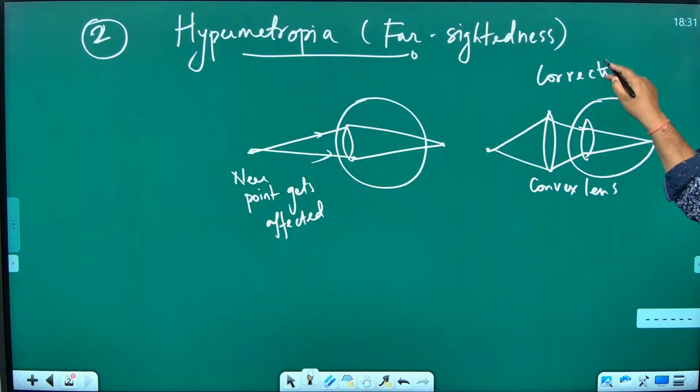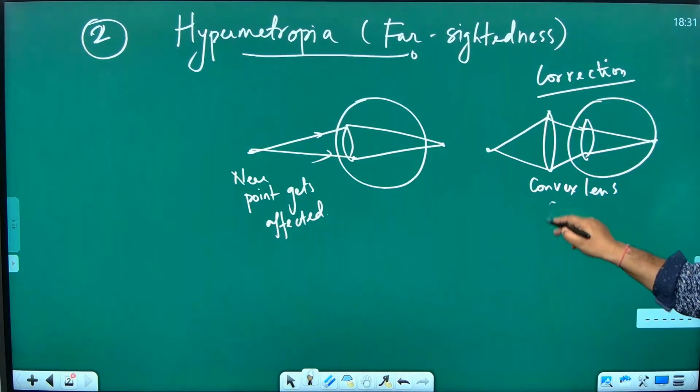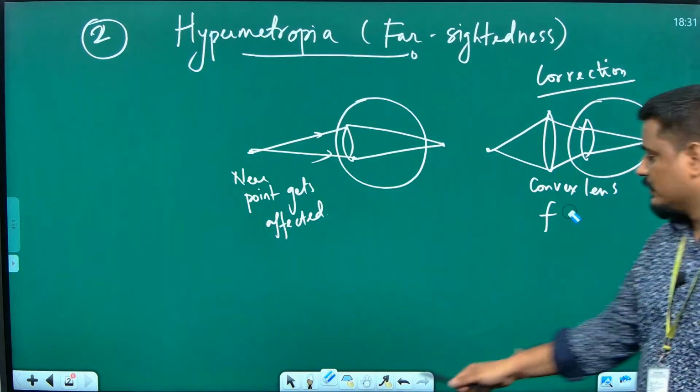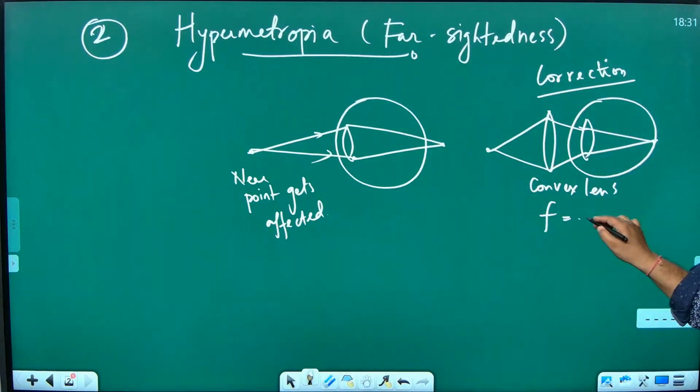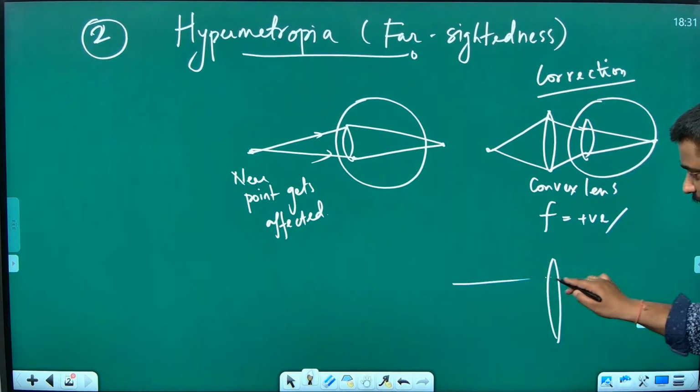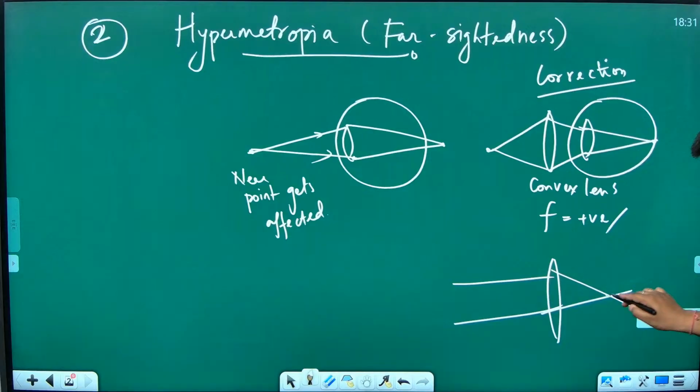And convex lens has what kind of focal length? Positive focal length. I hope you remember from the previous chapter. Convex lens, since the focus is on this side, focal length is on this side, it is having positive focal length.